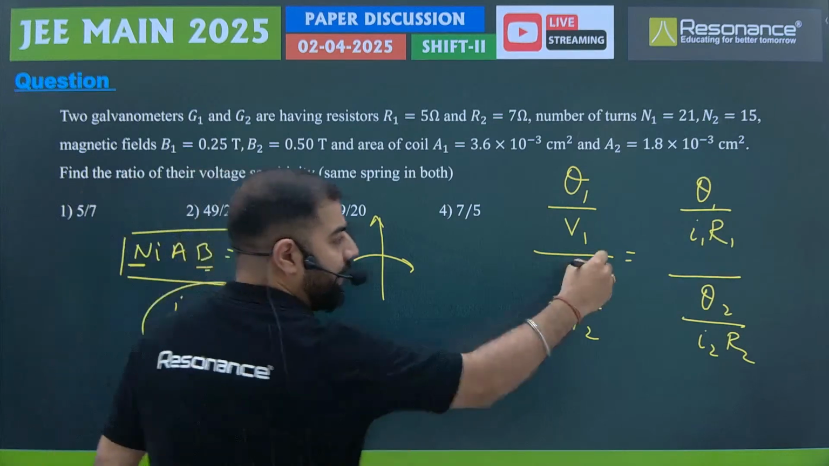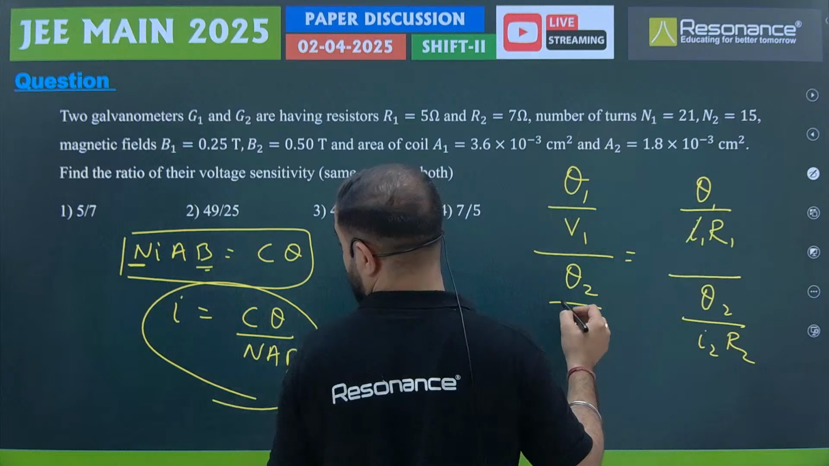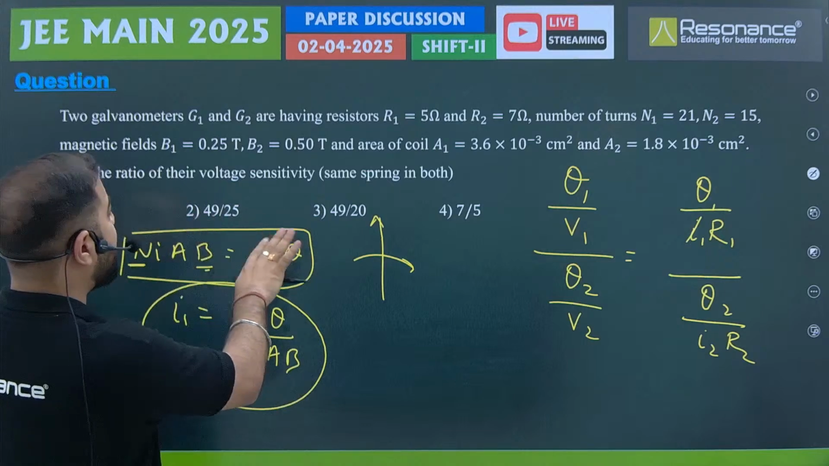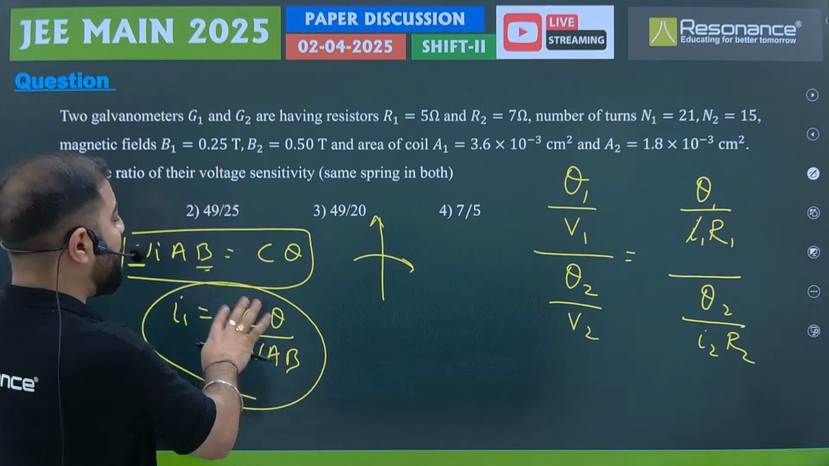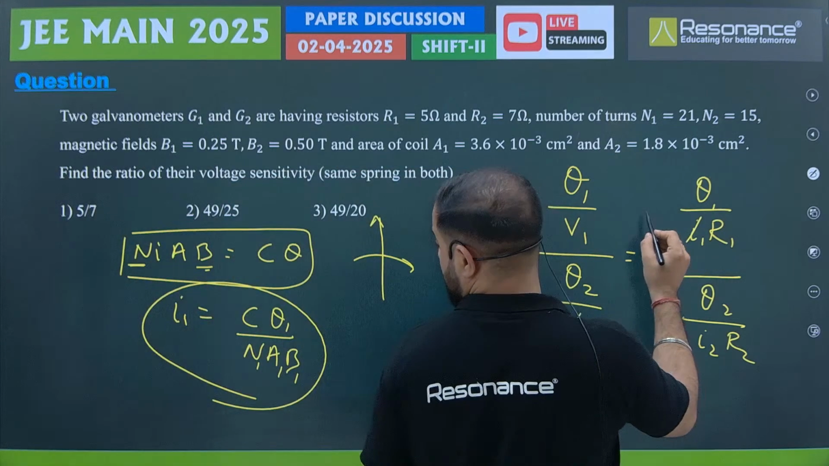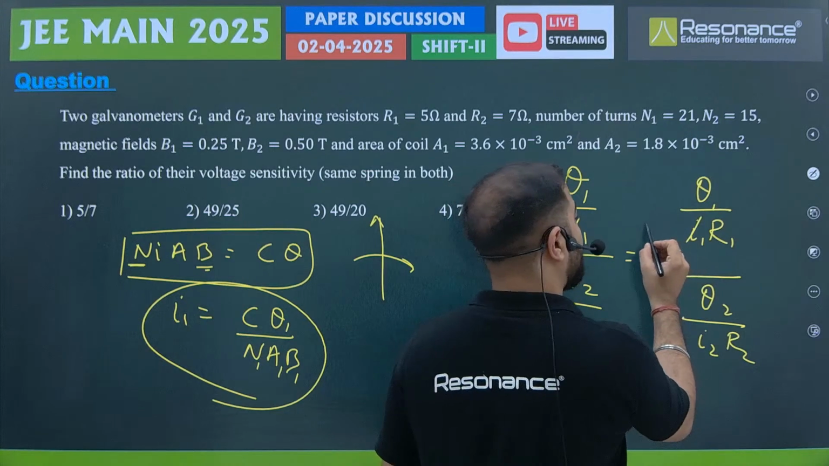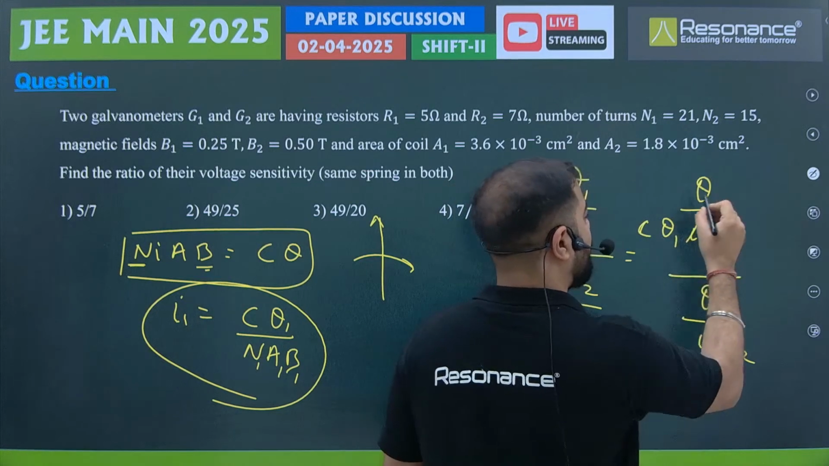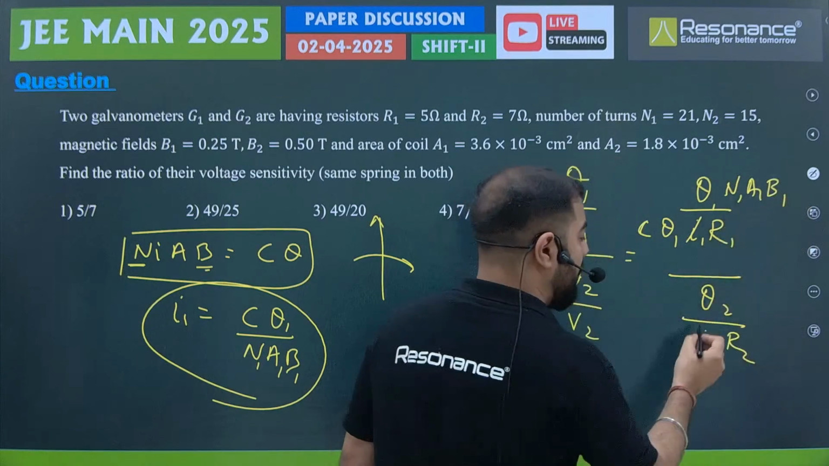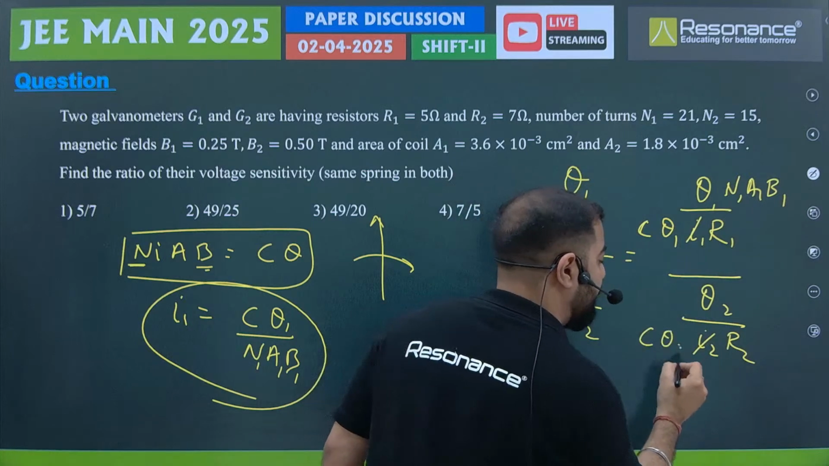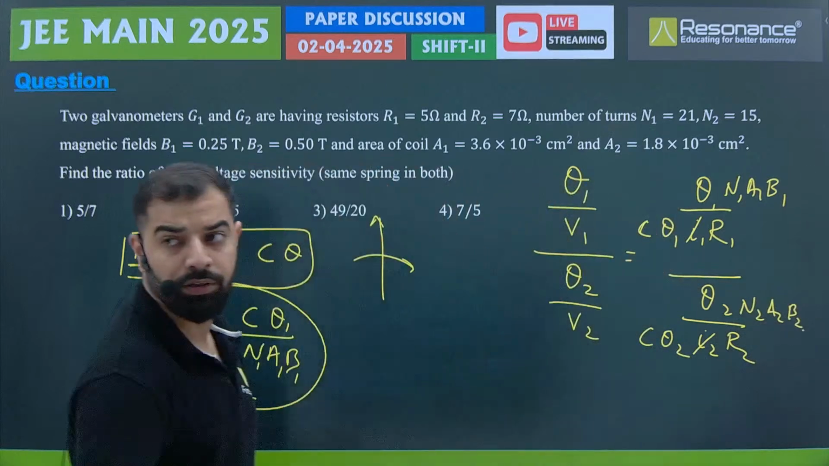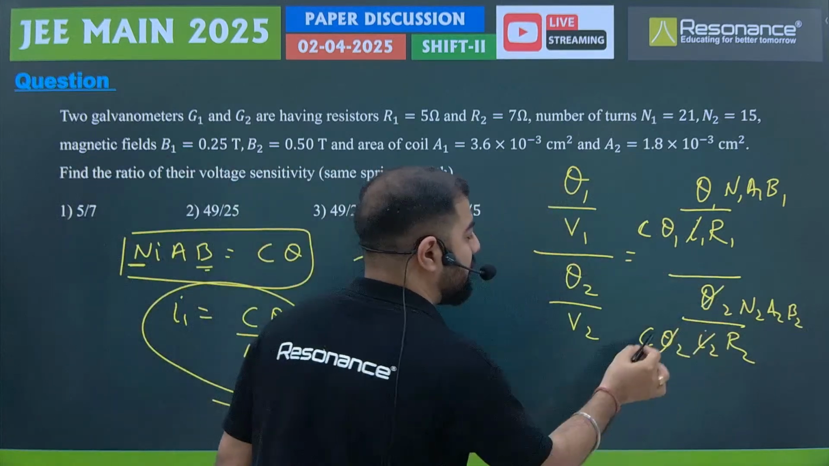So let's plug this in there. What is the value of this? If this is I1, C will be the same. It's a constant, torsional constant, which we are assuming to be the same for both of them. So we'll write C theta 1 here, and then N1, A1, and B1. Similarly for I2, we'll write C theta 2, and here N2, A2, and B2, right? We can see here theta 2 will be cancelled, C will be cancelled.